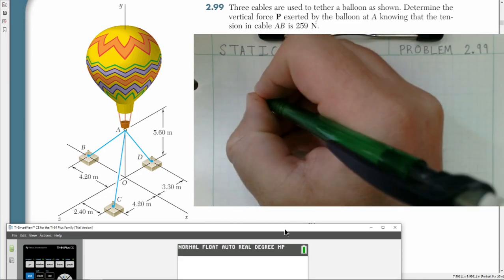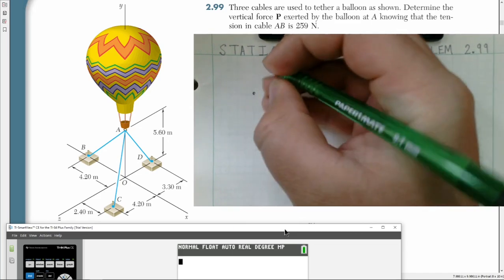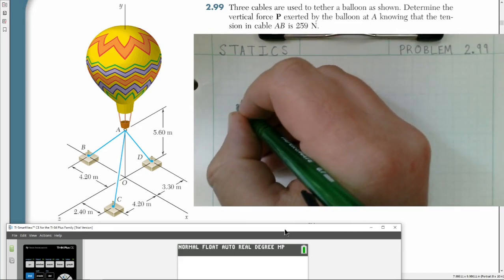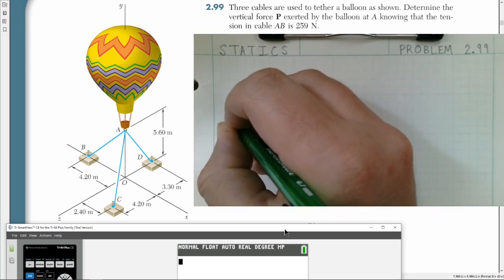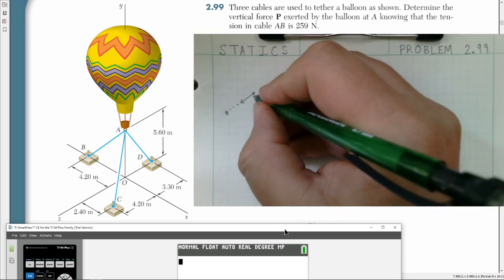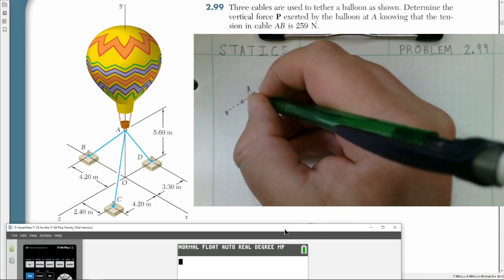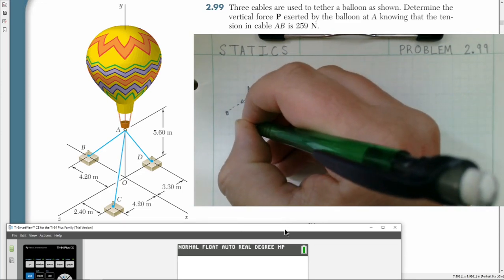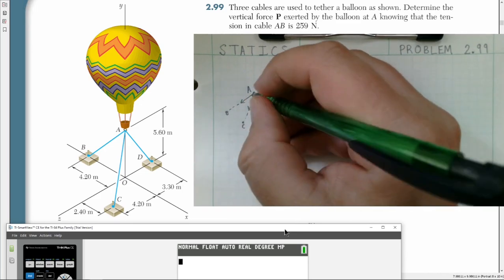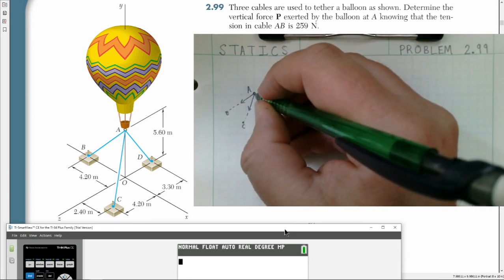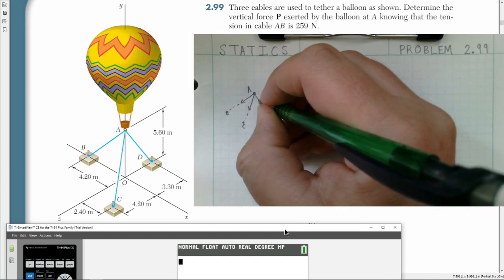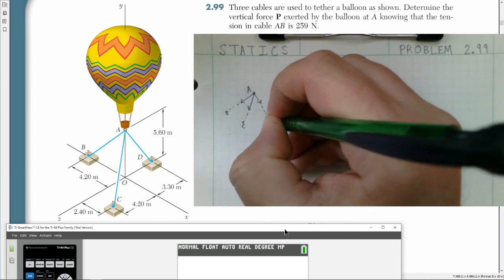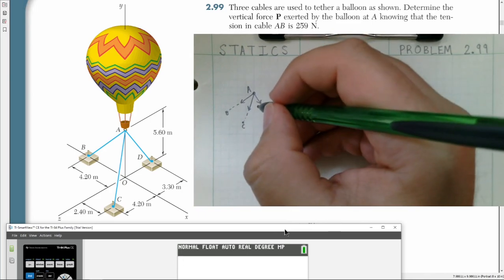So first off, we have our point A. It has a tension force going down to this tie at point B. We have our tension force from A going down to point C at stake C. And finally, the stake in the ground, the tension going from A to D, is drawn as well. Now finally, don't forget the force.